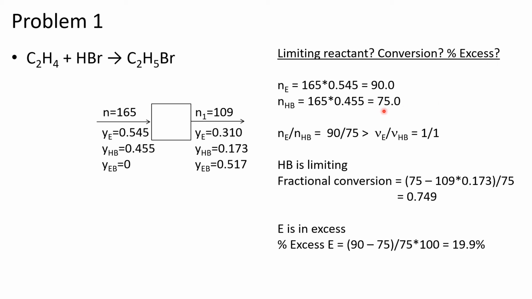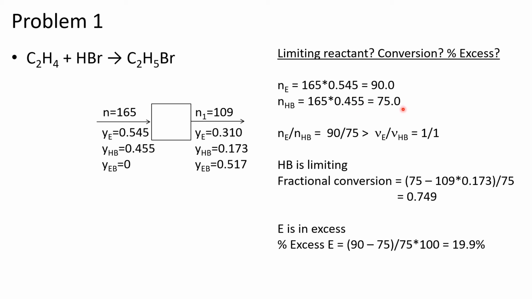To determine the limiting reactant, we need to know the flow rates of ethylene and hydrogen bromide, the two reactants that come in. We can calculate these by taking the total inlet flow to the reactor, which is 165, and multiplying by the fraction that is ethylene, 0.545. So the ethylene flow coming in is 90. Likewise, the hydrogen bromide flow is the total coming in, 165, times the fraction of that stream which is hydrogen bromide, 0.455.